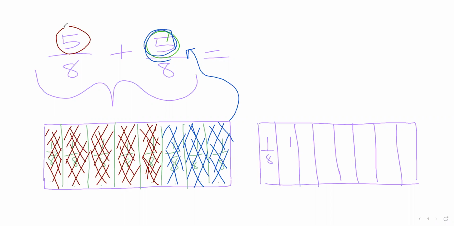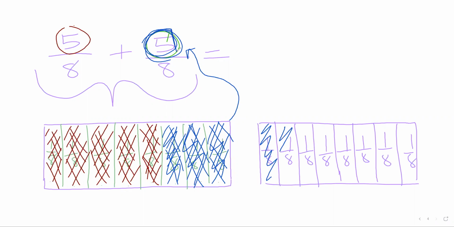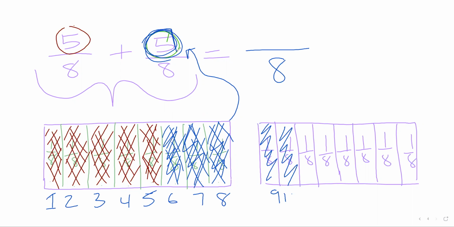So again, 1/8, 1/8, 1/8, 1/8, 1/8. It's like a song. Okay. And now let's go back to our shading. So we had 5. So we did 1, 2, 3, 4, 5. So if we think about what we have here, right, it's still 8s. But how many did we shade? We shaded 1, 2, 3, 4, 5, 6, 7, 8, 9, 10 of them. So I have 10 8s.